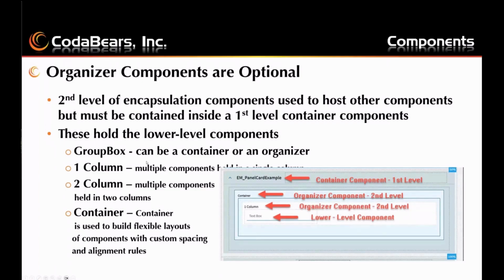So you can also use a group box as a container, but you can do a 1 column or a 2 column or a container. So those are the 4 organizer, but group box is also a first level container. And then a container, the 1 column, 2 column are obviously you can put multiple components into a single column. 2 columns, it would be obviously 2 columns, and then container is extremely flexible. Now there's a lot of stuff about like 50%, 100% widths, sizing, heights, things like that, but we'll talk about all of that when we do our layout lunch and learn. We want to just go generally over it today.